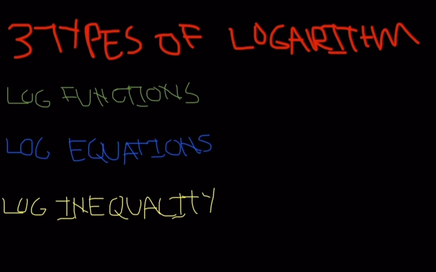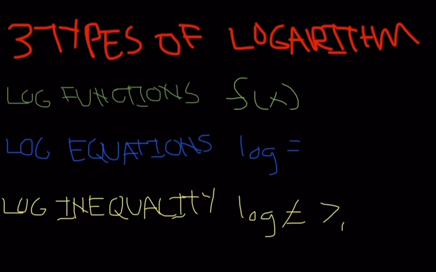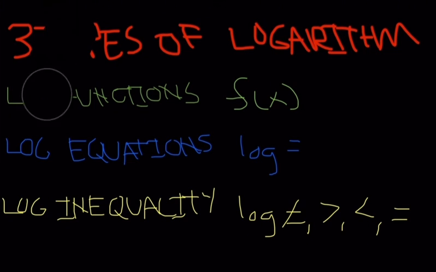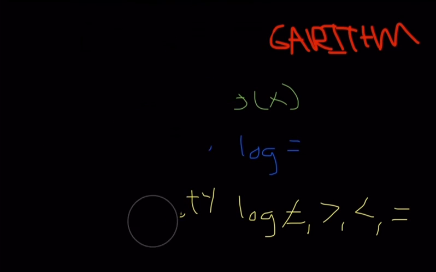You might be wondering, how can you tell which one is which? Well, there are symbols that can tell you. For example, for logarithmic functions, there's the function sign. Always look for that f of x. For logarithmic equations, you can just look for an equal sign. And when it comes to logarithmic inequality, you can look for, of course, the word log and the inequality signs. Now, let's focus on logarithmic function.